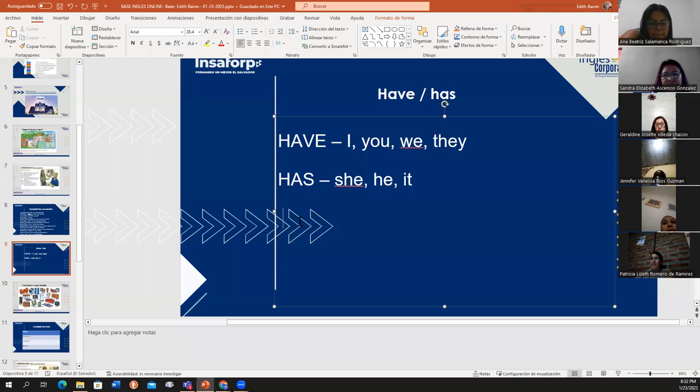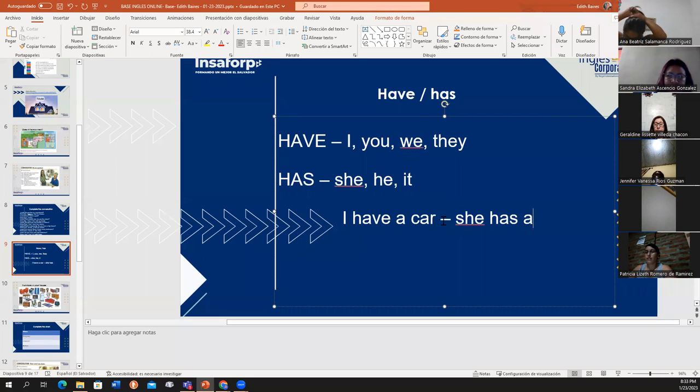Es algo que sí, es cuando usted va a explicar que algo le pertenece, o que usted tiene. Un ejemplo. I have a car. ¿Cómo diría que ella tiene un carro? She has a car. She has. Esta es la diferencia, ¿ok? With I, you, we, they, you will use have. Y con she, he, it, has. ¿Ok?